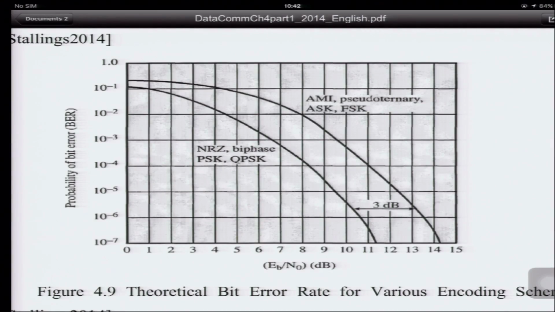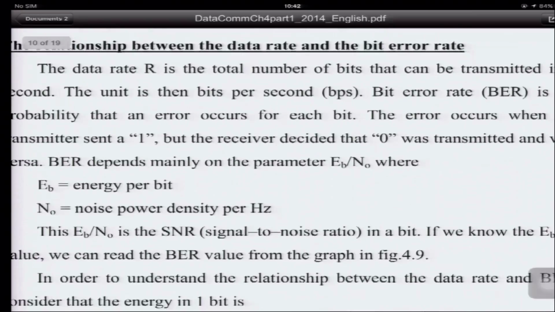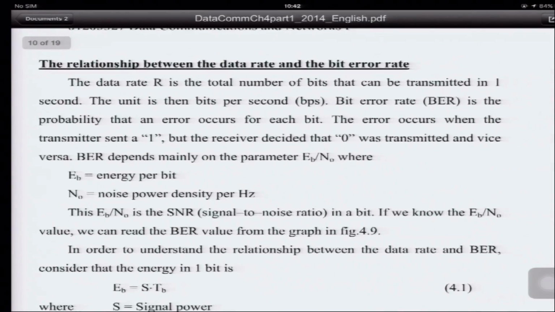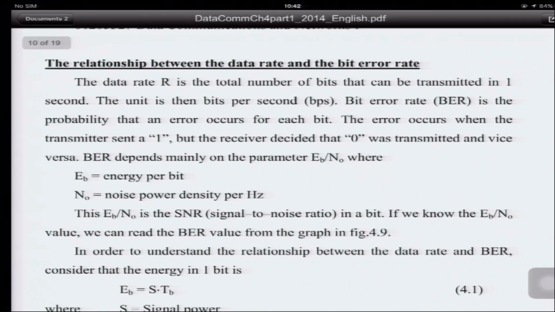The next topic is the relationship between the data rate and the bit error rate. Okay. The data rate R is the total number of bits that can be transmitted in 1 second. So if in 1 second, you transmit 1 million bits, okay, so the data rate R is 1 megabit per sec. Okay, so the bit error rate is a probability that an error occurs in each bit.